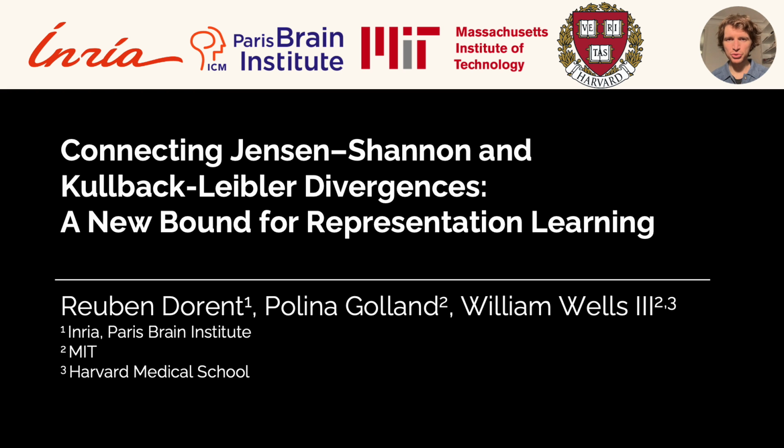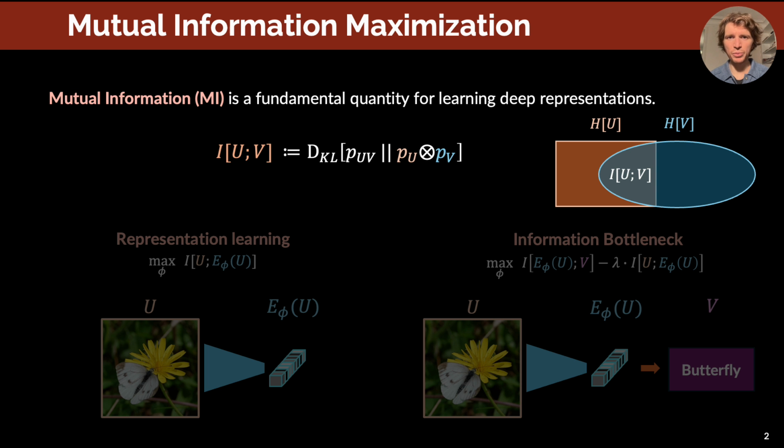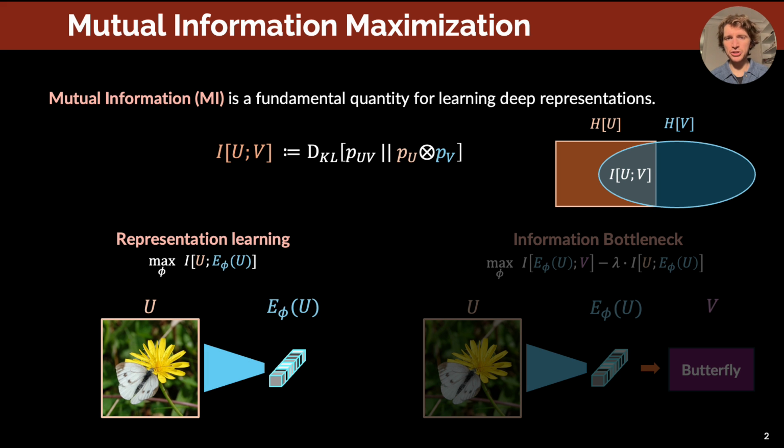In this paper, we introduce a new theoretical connection between the Jensen-Shannon and the Kullback-Leibler divergences that has direct implications for representation learning. In this work, we focus on maximizing the mutual information, which quantifies the amount of shared information between two random variables. Formally, the mutual information is defined as the divergence between their joint distribution and the product of their marginals. Maximizing mutual information plays a critical role in representation learning.